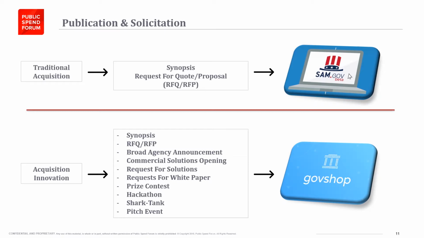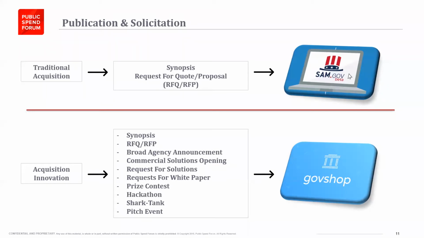In the traditional acquisition process, once you got here and you had a requirement, you would do a synopsis, 15 days through sam.gov. Then you do an RFP or an RFQ, 30 days, 60 days on the street. Maybe you would do an industry day or a draft. But at the end of the day, these were your processes to do through FedBizOps and now beta.sam.gov.